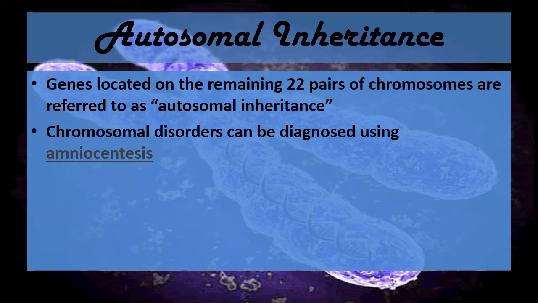So we have this autosomal inheritance, and we heard that word when we talked about mitosis and autosomal cells. This is all the 22 pairs. The 23rd was the sex cell, so these are the other 22, and these are called autosomal inheritance. We can have chromosomal disorders that can be diagnosed through amniocentesis, and we learned about that in our last video lesson. But all of these genes, let's say hair or our earlobes, are autosomal inheritance. They are physical features.